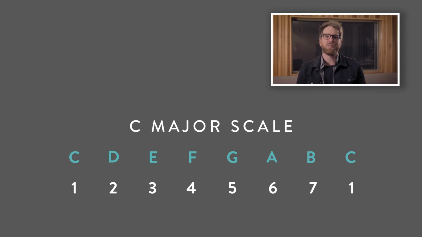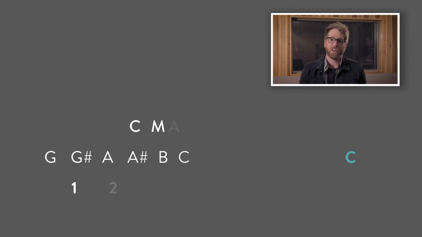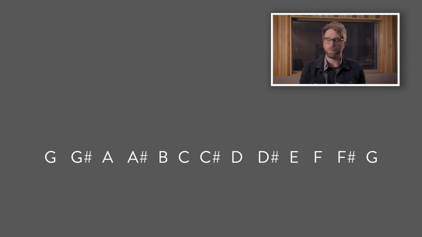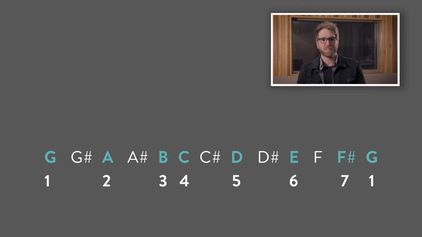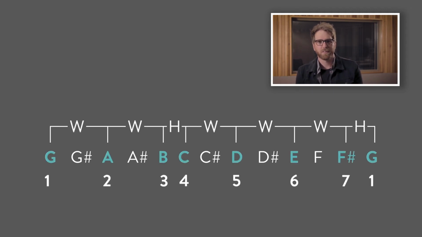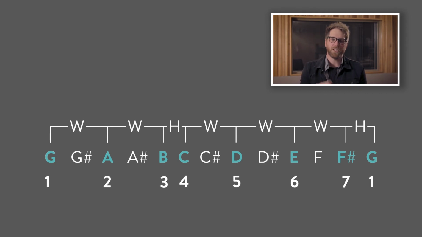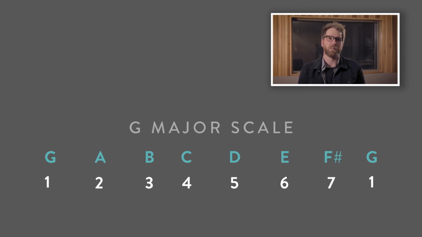The first example was in the key of C major, but let's do another example in the key of G major. Here are the notes in the musical spectrum from G to G. Now let's highlight the notes in the scale of G major. And here you can see the notes in the scale of G major.